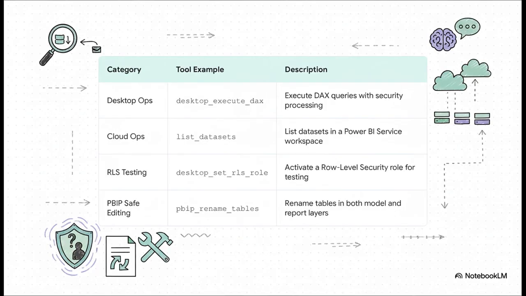This slide just gives you a little taste, right? You've got tools for local desktop stuff, like running a DAX query. You can manage your cloud workspaces. You can even test your row-level security. Just think about that. You could ask the AI, show me the report as a sales manager from the UK, and it would instantly test if your security rules are working correctly. And of course, you've got those safe editing tools we just talked about.